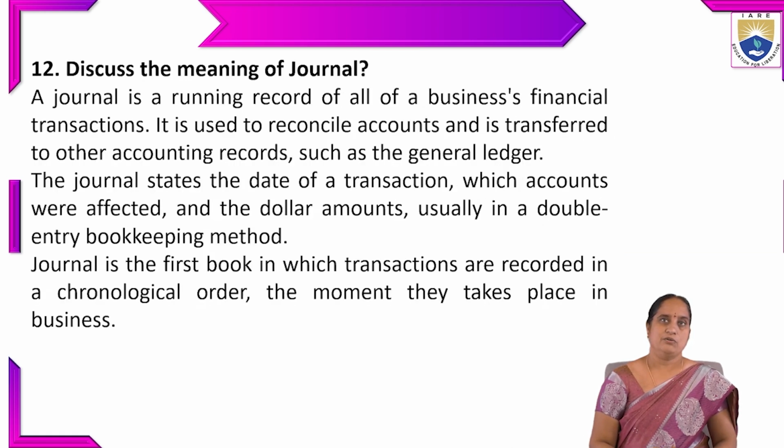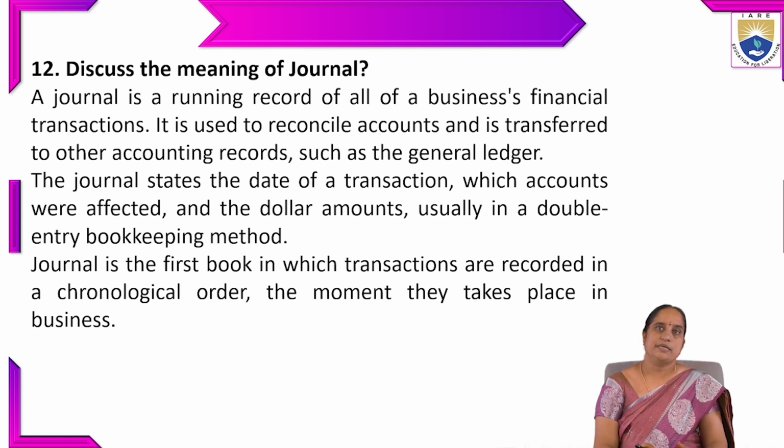Then, discuss the meaning of journal. A journal is a running record of all business's financial transactions. It is also known as Book of Original Entry. It is used to reconcile accounts and is transferred to other accounting records such as the general ledger.